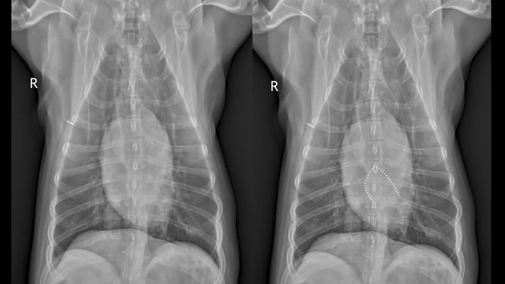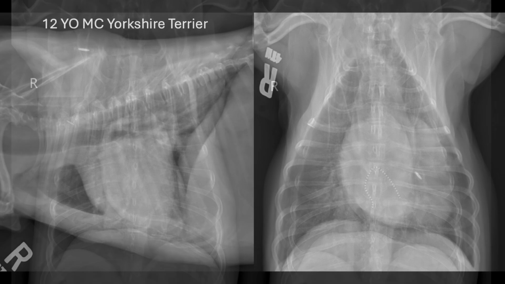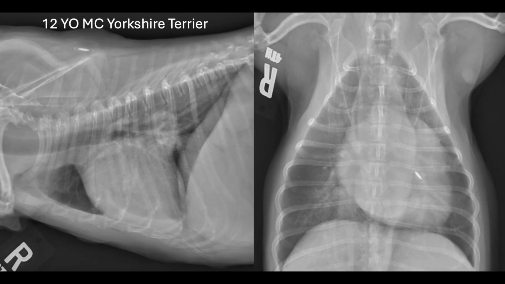On the ventrodorsal and dorsoventral views, the left atrium is located between the caudal mainstem bronchi, which normally form a V shape as they bifurcate. This is highlighted by the dotted white lines. Left atrial enlargement can be identified by a straightening or convex bulge along the caudodorsal border of the cardiac silhouette.